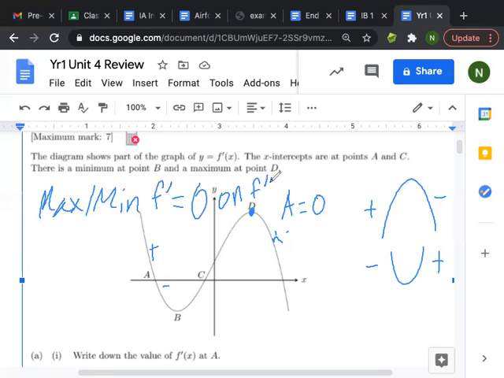On f double prime. A 0 on f double prime is a point of inflection.